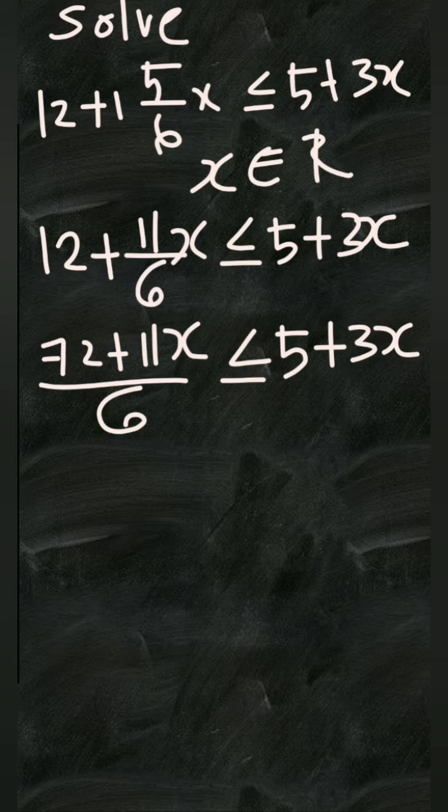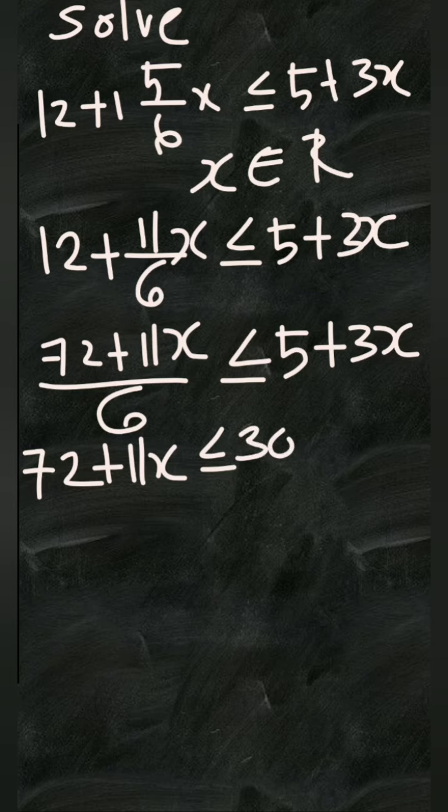Then on the LHS we have a 6 in the denominator, and I will take it to the right hand side in the next step. Then this will become 72 plus 11x less than or equal to, I have to multiply the 6 with each term in the RHS, that is 6 into 5 is 30 plus 6 into 3 is 18x. And now I have to take the 11x from the LHS to the RHS, then it will become minus 11x, and I will take this 30 from the RHS to the LHS, then it will become minus 30.